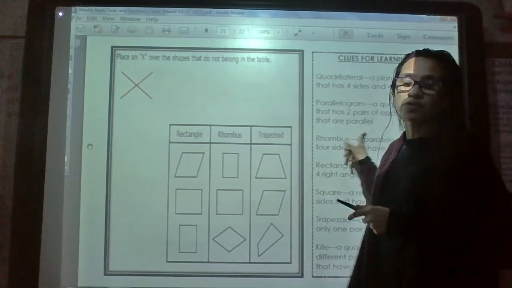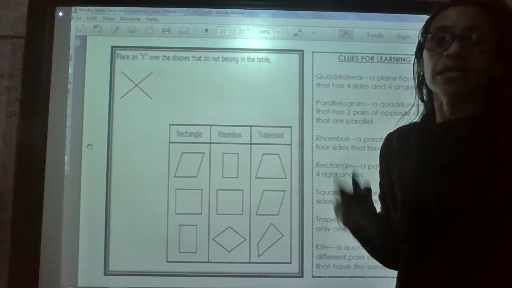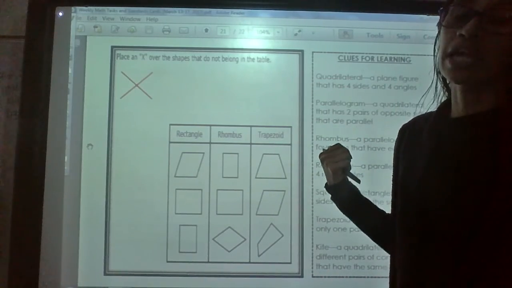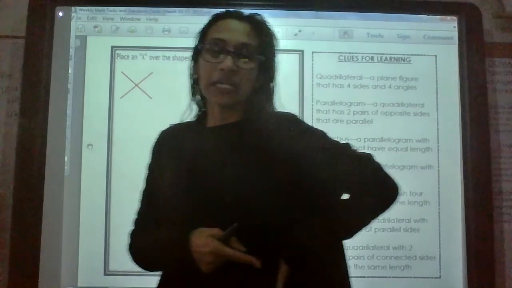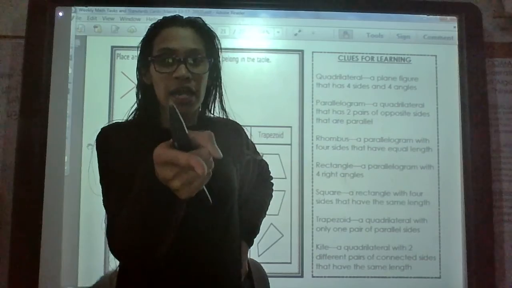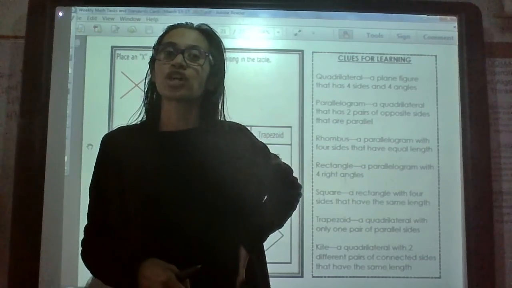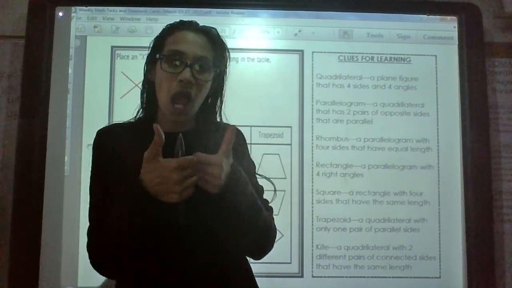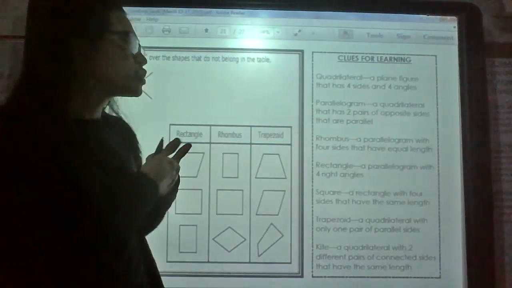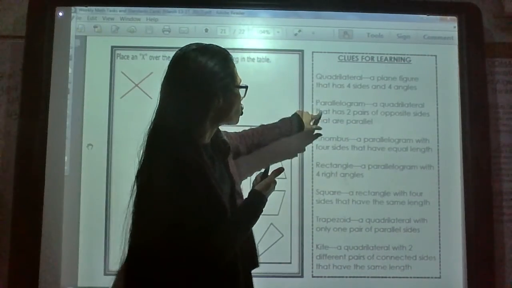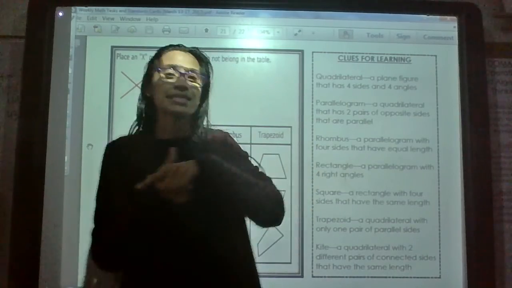Before we do that, we have some clues for learning right here. Here are key vocabulary terms with their definitions. So I'm going to read through that. If you want to pause the video and write these in your journal so you can study it for next time, that's so great. That's how you become smarter and smarter every day. So read it with me. So we have 1, 2, 3, 4, 5, 6, and 7.